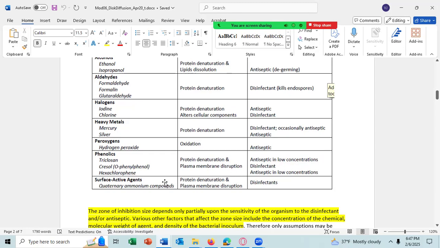Surface active agents, you actually know them: soaps and detergents are surface active agents. Quaternary ammonium compounds are a more recent surface active agent, which they use oftentimes in hospitals because they're a very strong disinfectant. Any question about any of them? All right, let's move on.